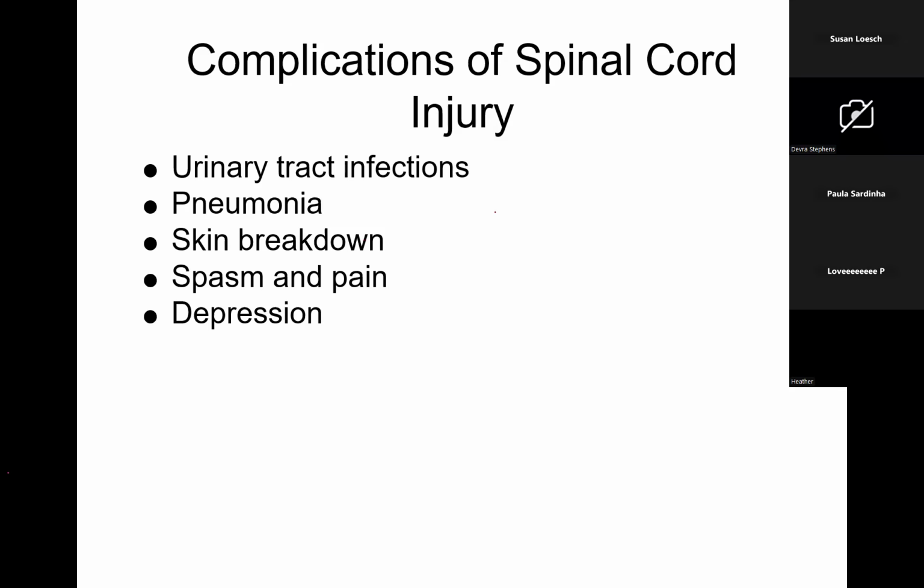Women will usually resume their menstrual cycle once they've recovered from the acute trauma period, and they can bear children. Again, they'll need to be closely monitored.